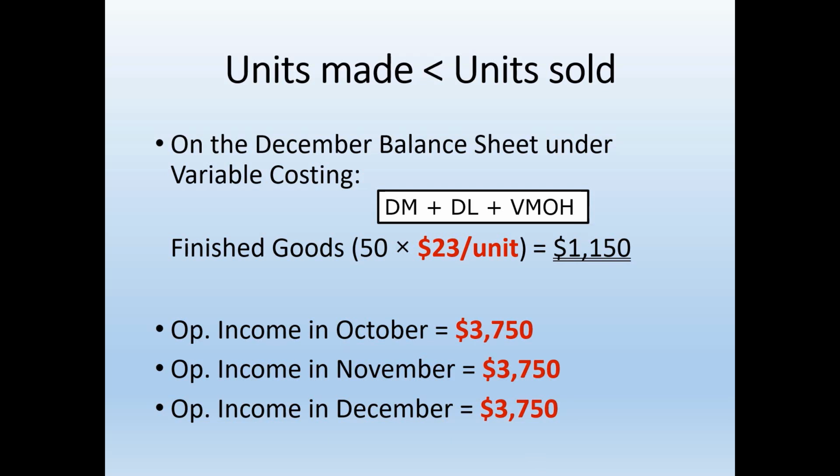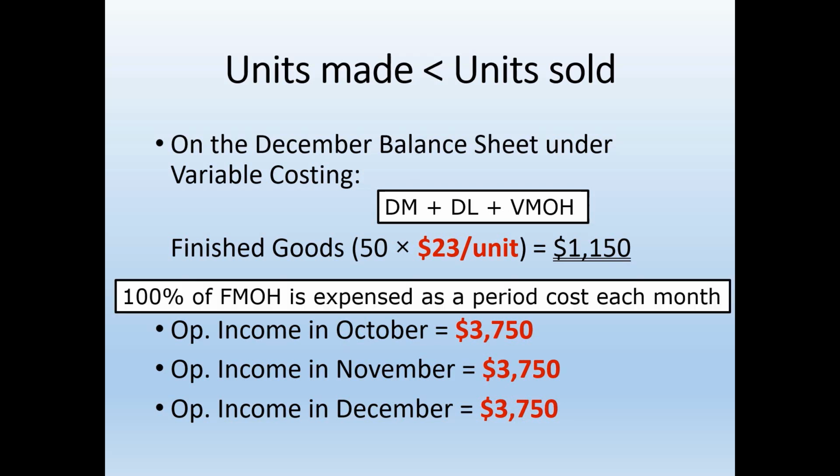When we compare the operating income under variable costing over these 3 months, we see that it's the same in each month. That's because variable costing treats fixed manufacturing overhead as a period cost, not as a product cost. So 100% of the fixed manufacturing overhead is expensed in each period under variable costing.